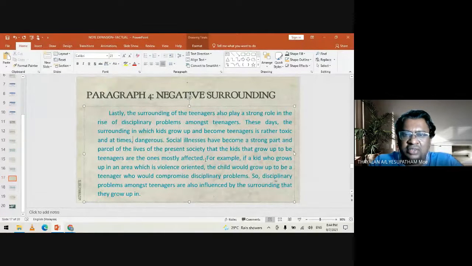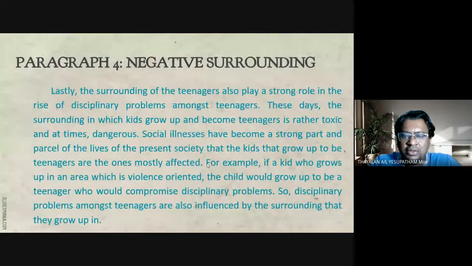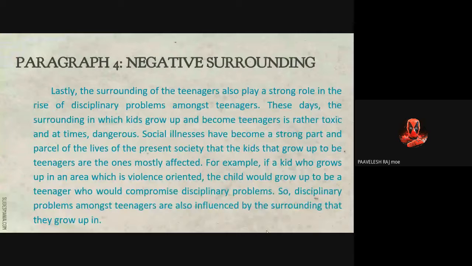Look at this sentence, for example. This one. For example. Oriented? No, that's fine. For example, if a kid who grows up in an area which is violent oriented, the child would grow up to be a teenager who would compromise disciplinary problems. Okay. There is one unnecessary word here. Compromise. No. Grow up. No. Who? Very good. It is oriented.